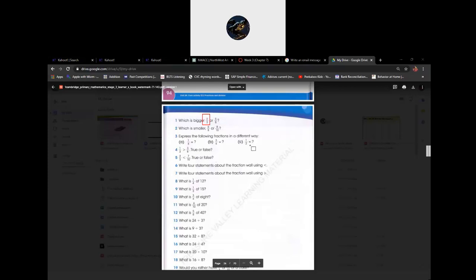Okay, you can do number 2. Which is smaller, 6/8 or 8/10? 8/10. How did you get 8/10? Because if the denominator is bigger, the parts will be smaller. Yeah, but they don't have anything that's equal. So how can you tell us that?